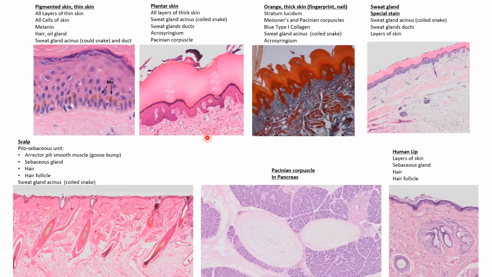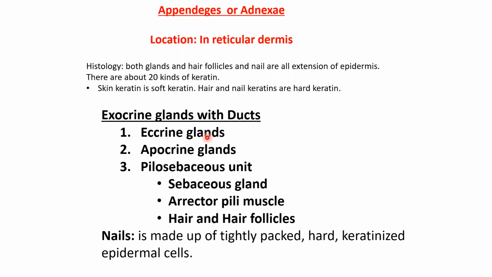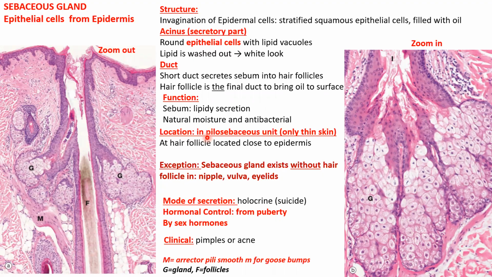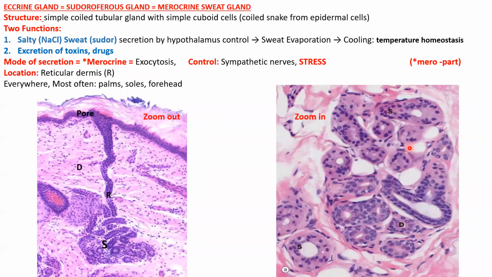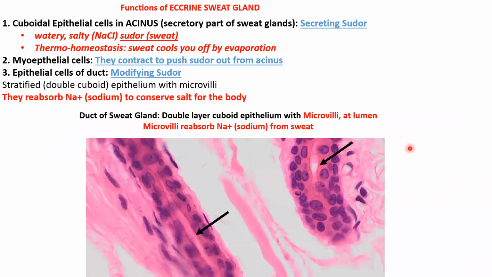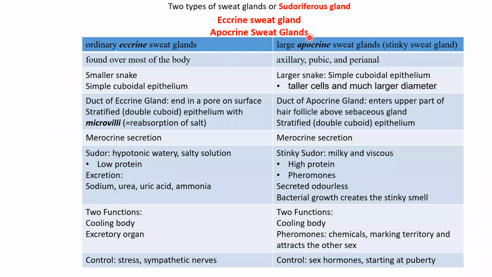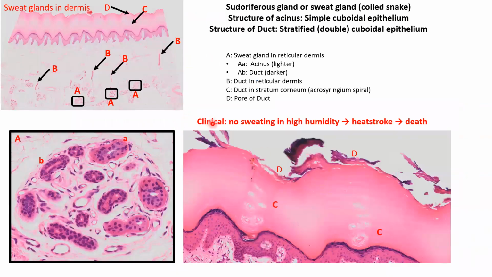And now comes everything we just did, like last week, or even this week. Pilosebaceous, everything you need to know about sebaceous. This is your repeat. You remember acne? When? Puberty, dead skin cells clog the pores. I have one clinical thing here, guys. If you don't have sweat glands, or the humidity is ridiculously high so there is no evaporation, the person can die in heat stroke.